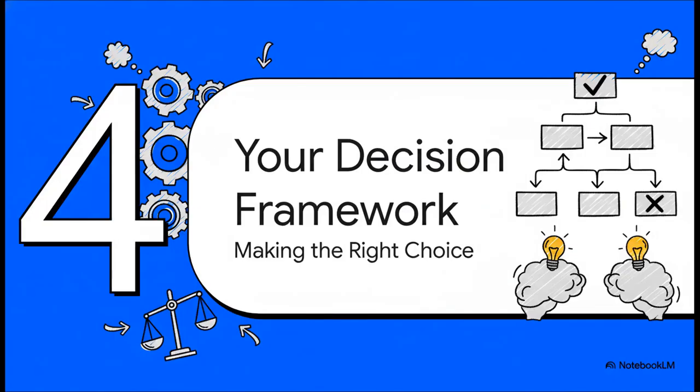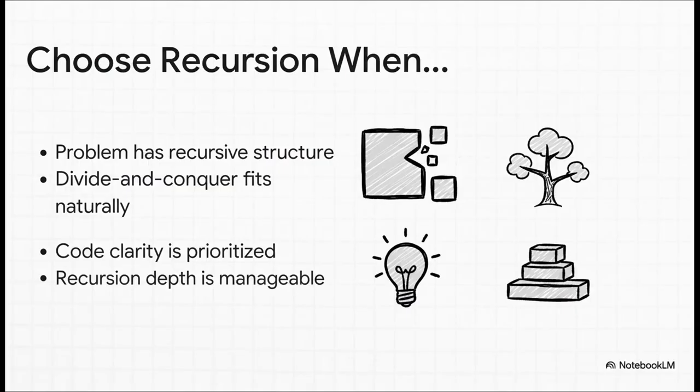Okay, so after that Fibonacci train wreck, you're probably asking, so how do I make the right choice and avoid that? Well, let's build a simple, clear framework you can use every single time. So here's your checklist. You should probably reach for recursion when the problem itself is recursive. Think trees, think graphs, think algorithms like merge sort that break a problem down into smaller versions of itself. It's also a great choice when code clarity is your number one goal, and you're confident the recursion won't go so deep that it blows up your memory.